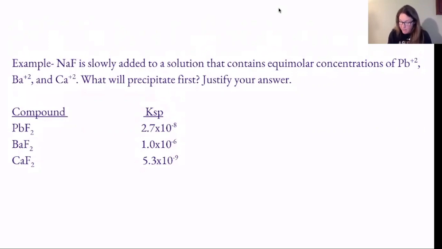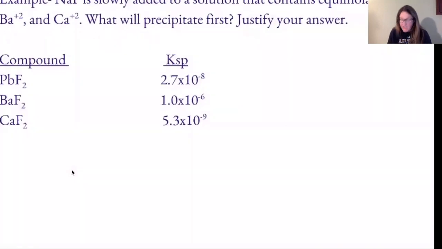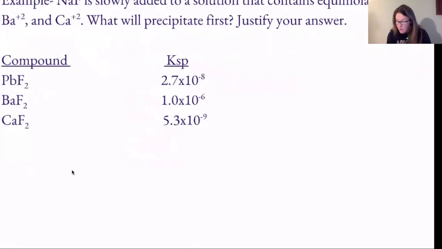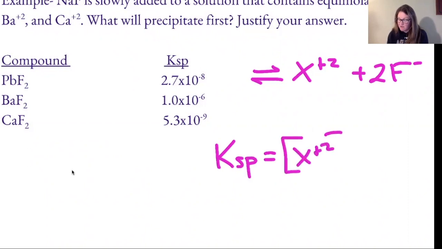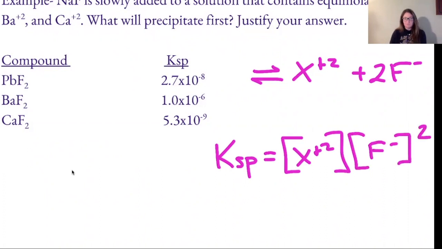So we have three slightly soluble compounds here, and they all have a couple of things in common. They have their stoichiometry in common, and they have the fluoride in common. So in each case, we're dissolving into some ion and two fluorides. That means in every case, our KSP value is going to equal the concentration of that metal ion times the concentration of the fluoride ion squared.